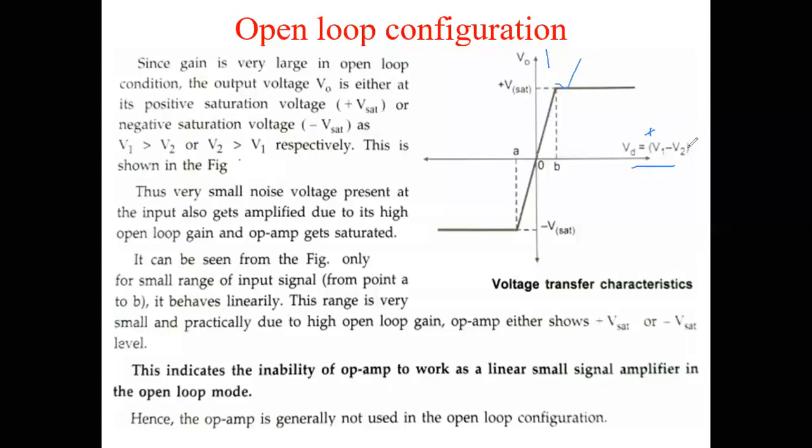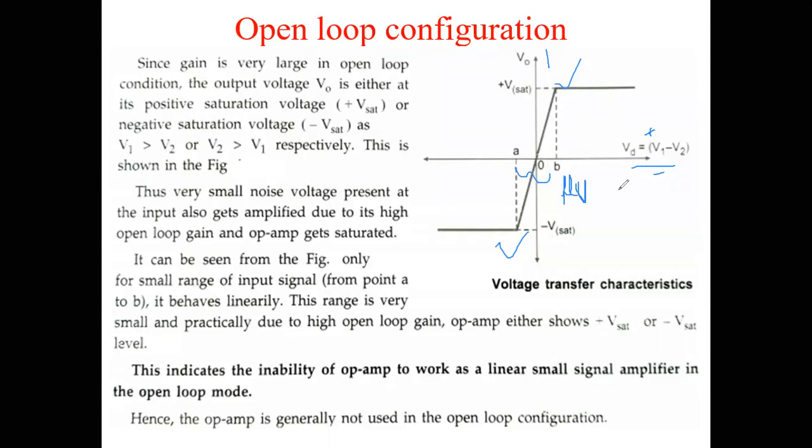If the VD, the difference of the two input voltages, is slightly minus, then the output will go to minus V set. So immediately, the range of A to B will be in the order of microvolts only, which cannot be possible practically. And therefore, in order to control this gain, what we are doing is using a feedback.